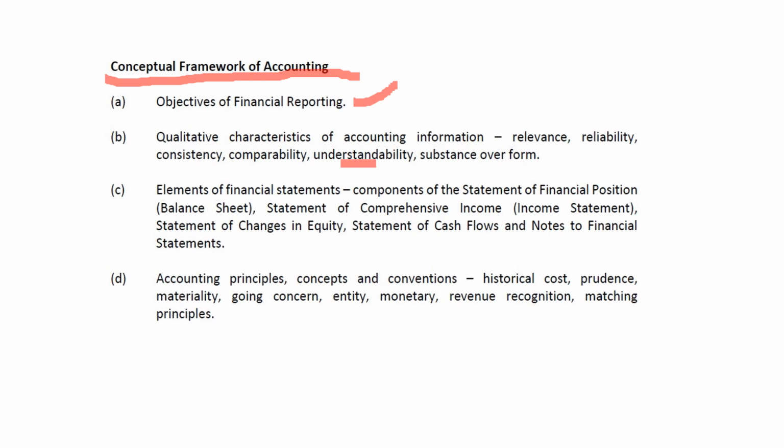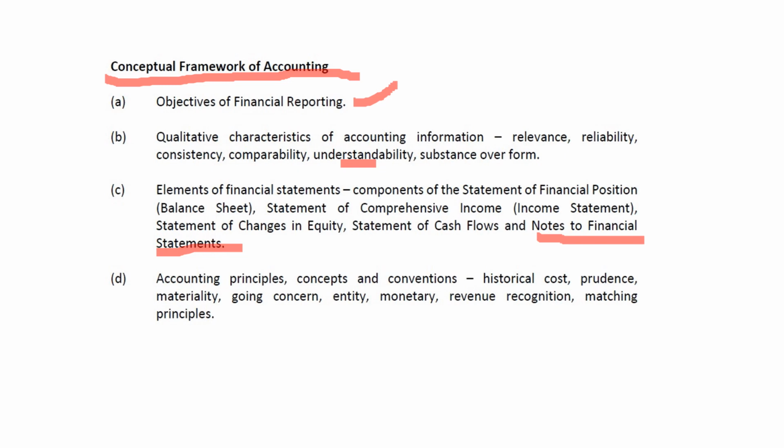The elements of financial statements, and we have all the components here listed. Statement of financial position, statement of comprehensive income, statement of changes in equity, statement of cash flows, notes to the financial statement. Notice that the notes to the financial statement is also a financial statement, okay, just like the others.